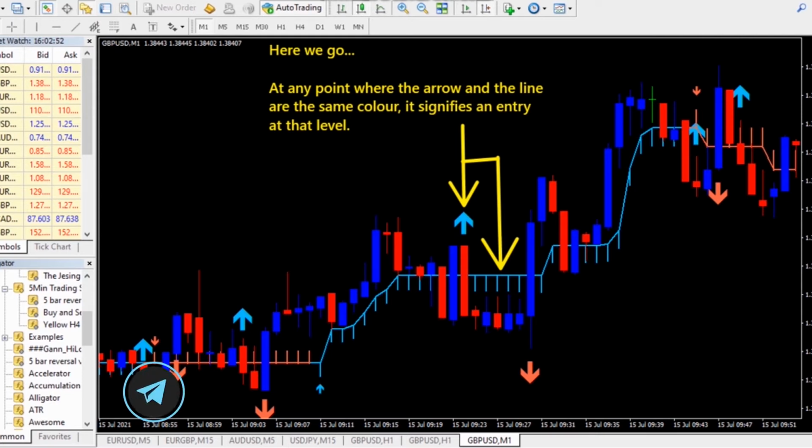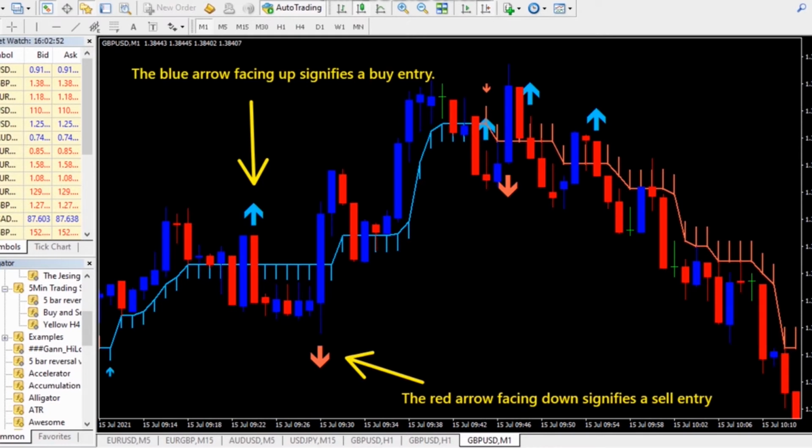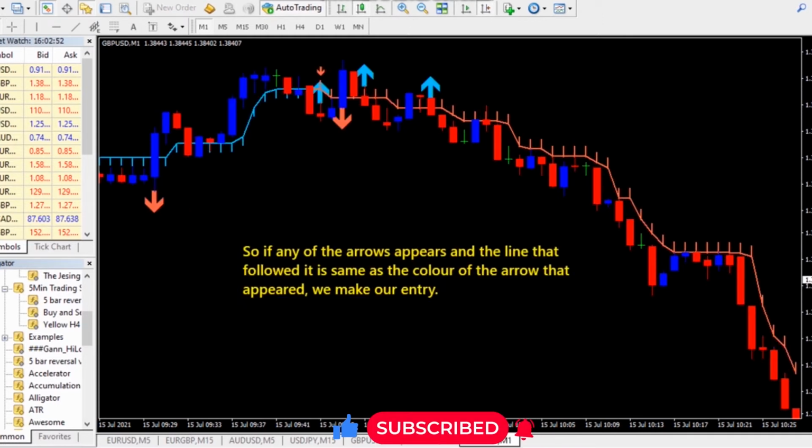At any point where the arrow and the line are the same color, it signifies an entry at that level. The red arrow facing down signifies a sell entry. The blue arrow facing up signifies a buy entry. So if any of the arrows appears, and the line that followed it is the same as the color of the arrow that appeared, we make our entry.